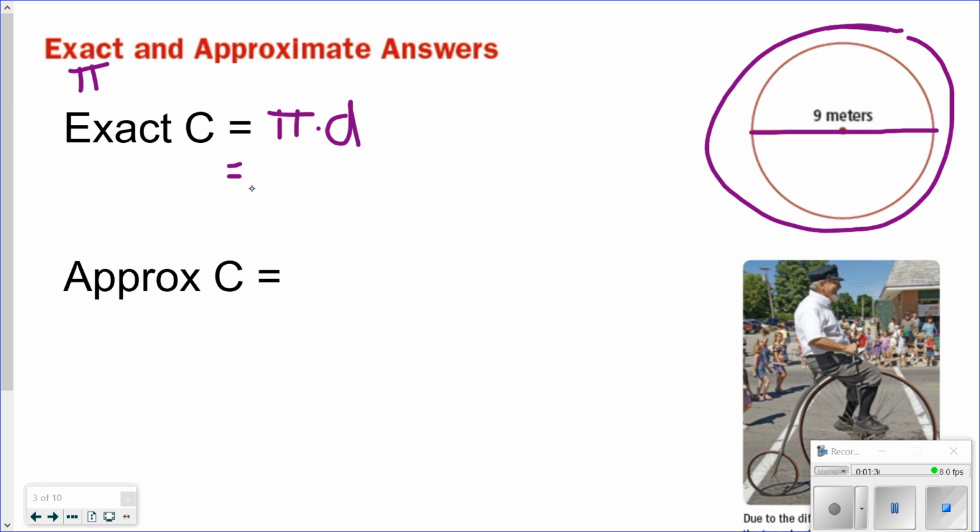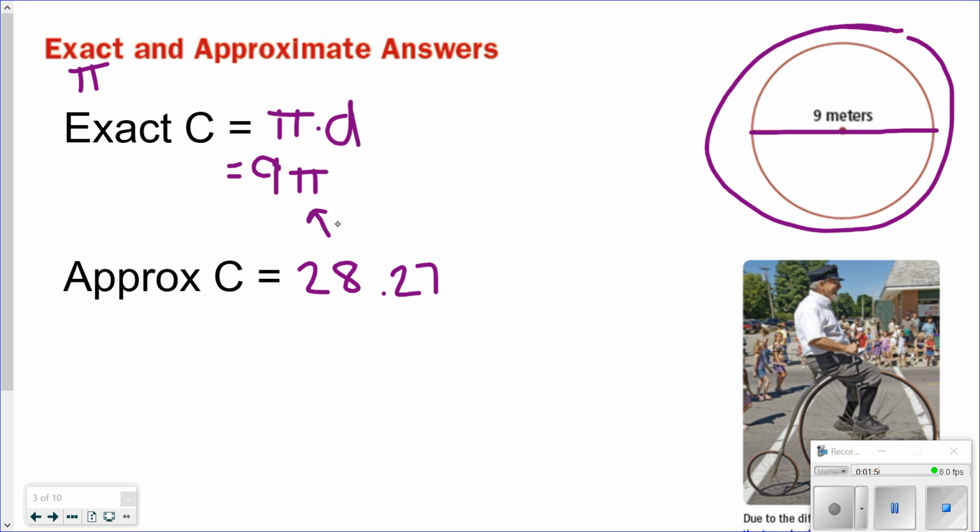So now let's plug in 9 for the diameter, and I'm actually going to flip these around. 9 pi, I like to have the number in front of pi, but it doesn't matter. So 9 pi would be my exact answer. Now, if I wanted to approximate this, I would just plug 9 pi into my calculator, and when you do so, you get 28.27, and I just rounded to 2 decimal places.